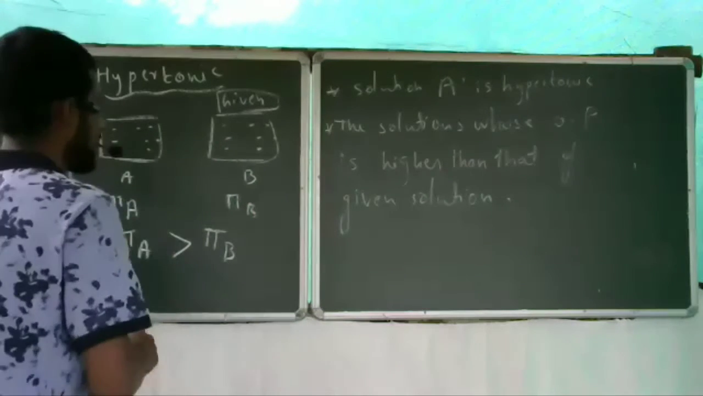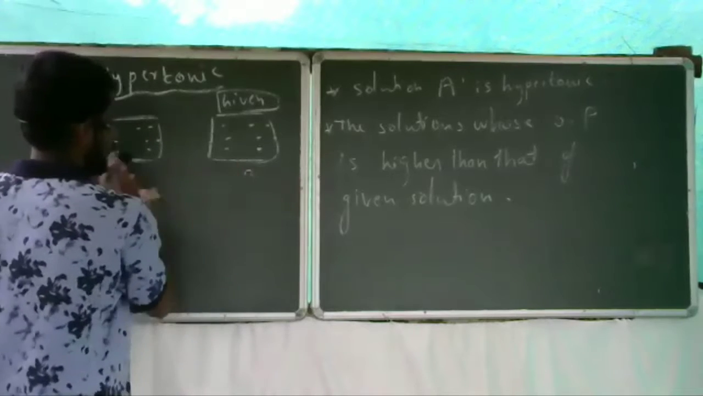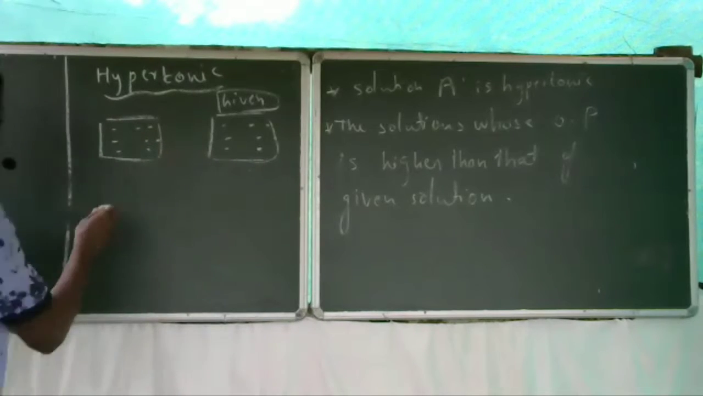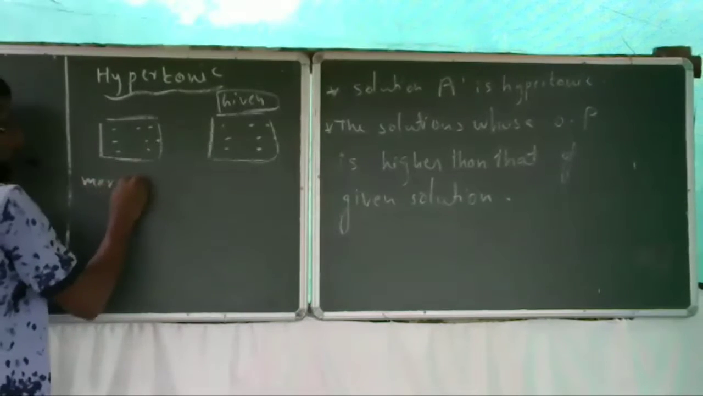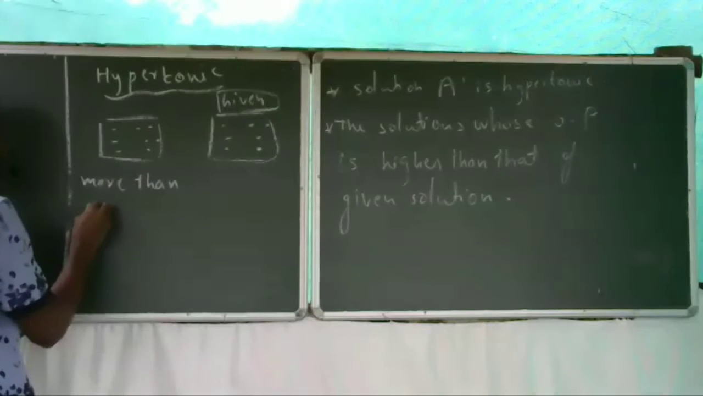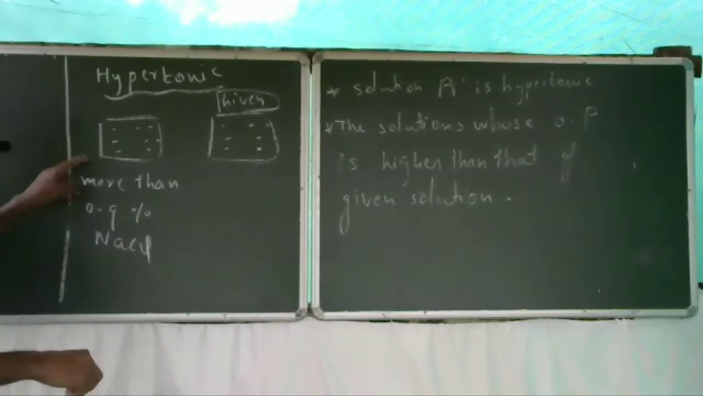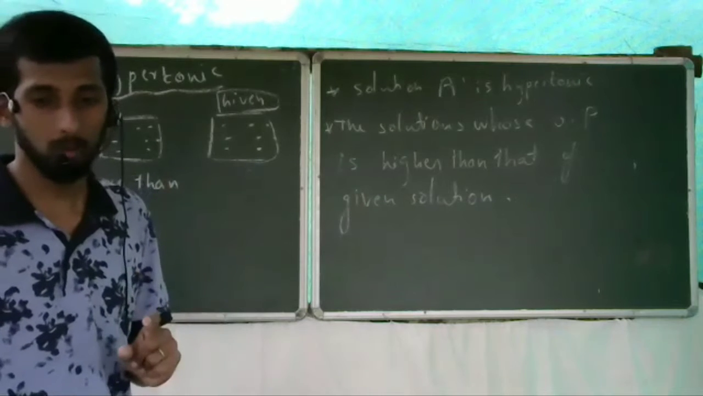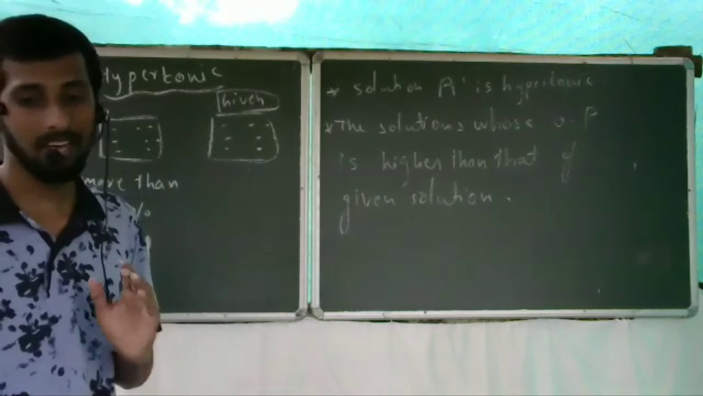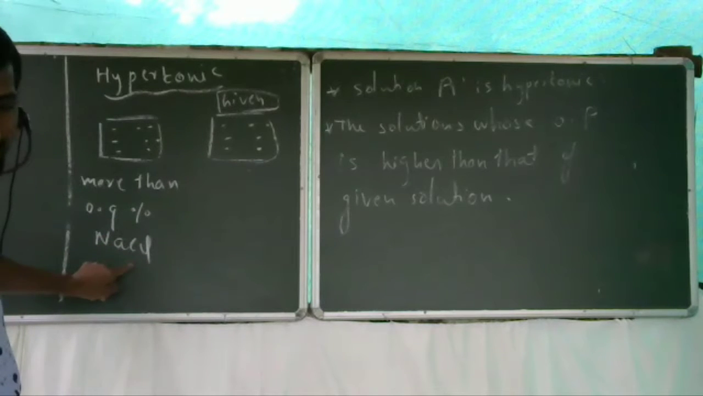Then we can take an example. Solution A is more than 0.9% NaCl. 0.9% is isotonic, right? You are taking more than 0.9% NaCl solution.